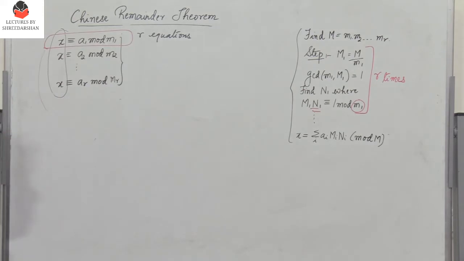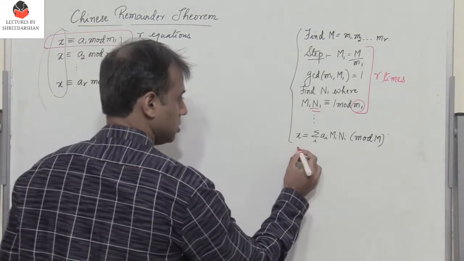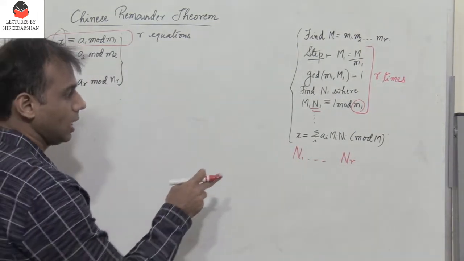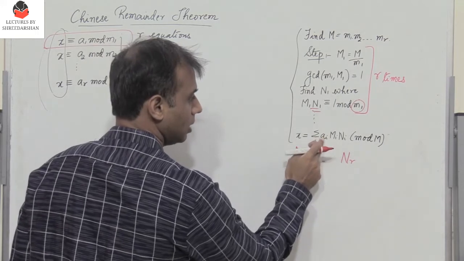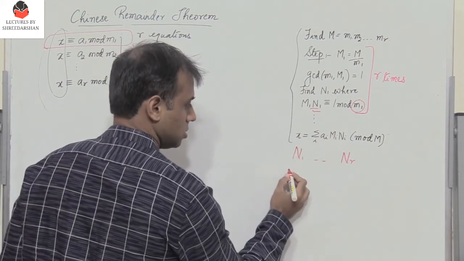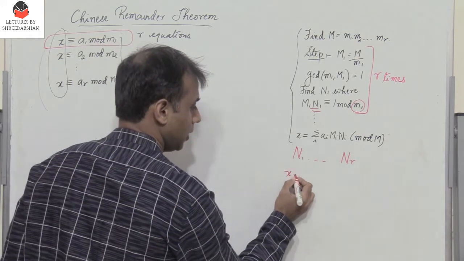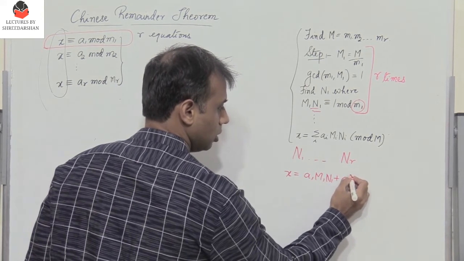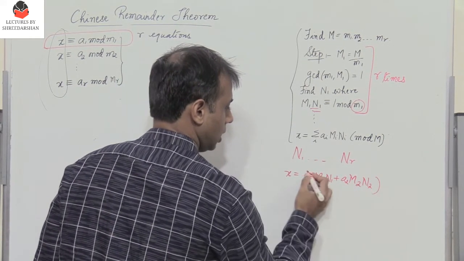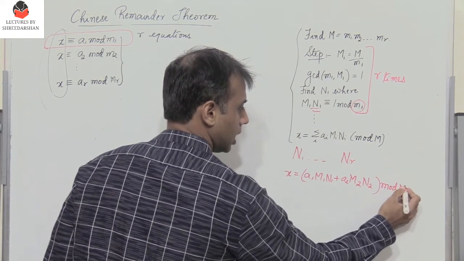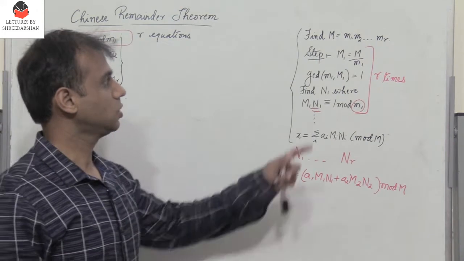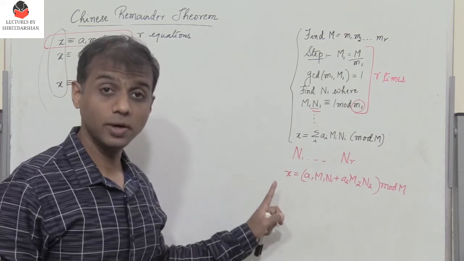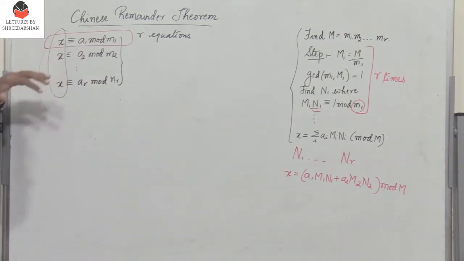If you have r equations, you find r values of n, n1 up to nr, and once we do that, we calculate the value of x by multiplying a, M and n. For example, if I have two equations, the value of x would be a1 M1 n1 plus a2 M2 n2, and you find this value in mod capital M, which is nothing but the multiplication of m1 and m2 if I have two equations. Then you find the value of x, and this value of x would satisfy the given set of congruence relations.